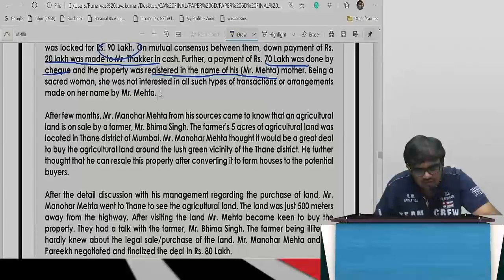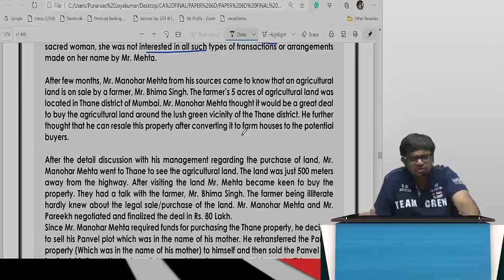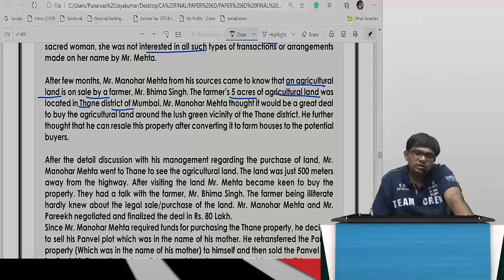Being a sacred woman, she was not interested in all these types of activities. After a few months, Mehta came to know from his sources that an agricultural land was also on sale by a farmer, Mr. Bhima Singh. The farmer's 5 acres of agricultural land was located in Thane district of Mumbai. Mr. Manohar Mehta thought it was a great deal to buy an agricultural land in a lush green vicinity.